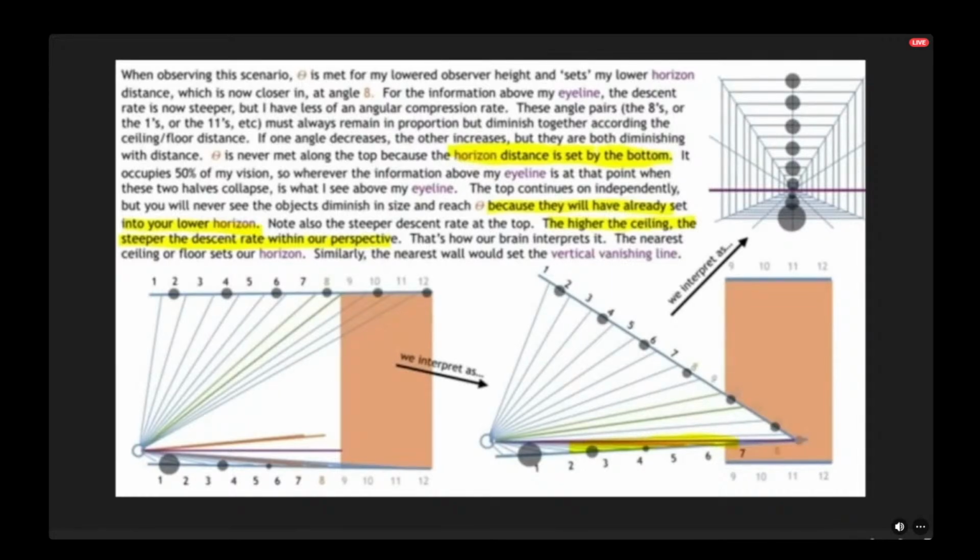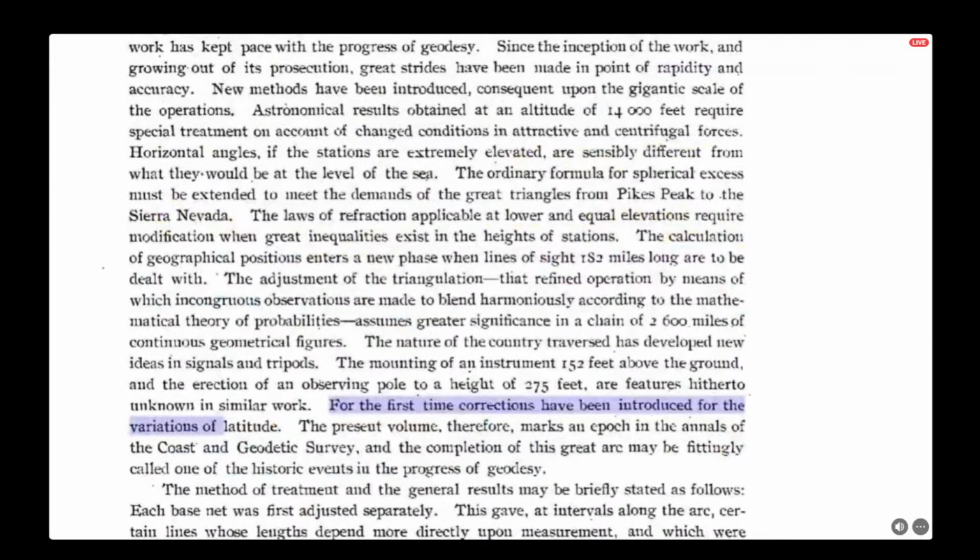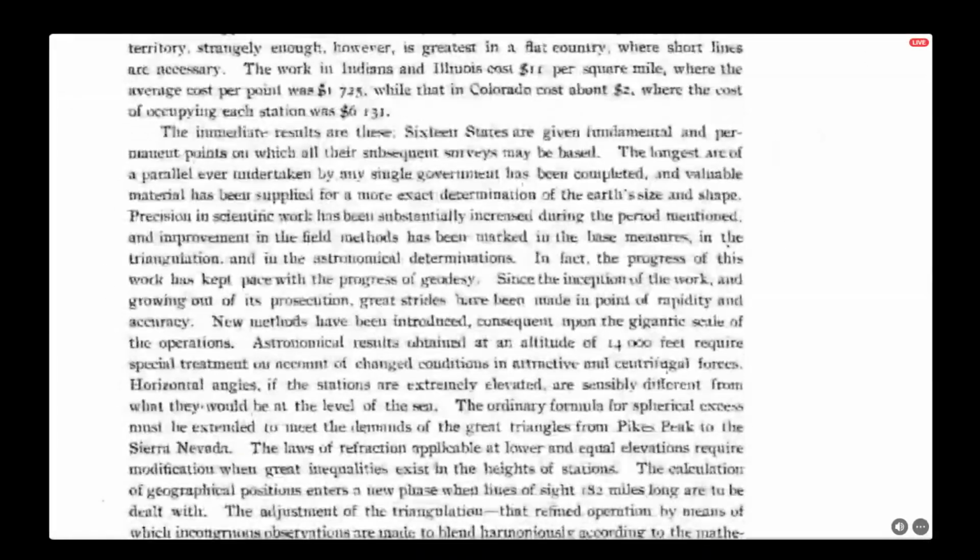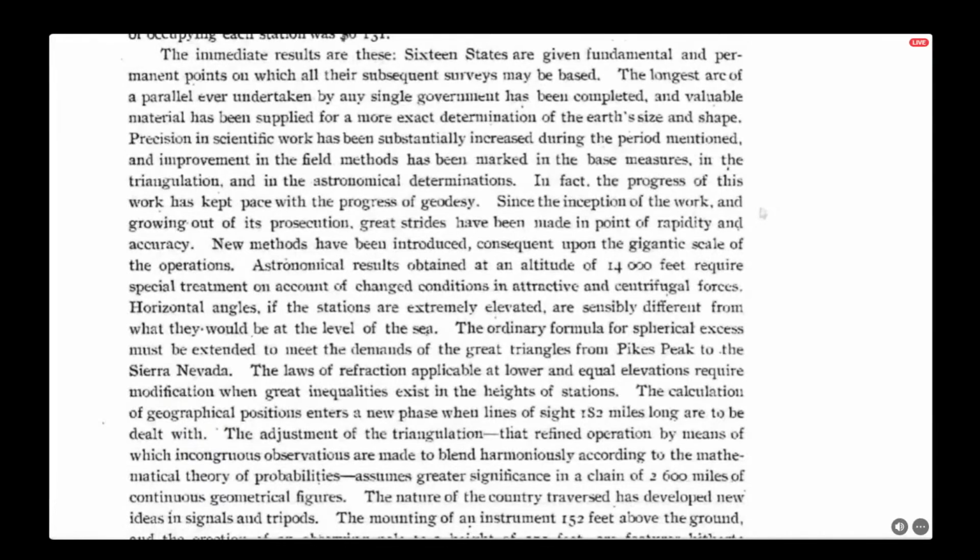Seems a little crazy when, even in the preface here, I think this is page 18, it says: has been completed, and valuable material has been supplied for a more exact determination of Earth's size and shape. So it's literally set out to determine the size and the shape, and they've been hampered and hamstringed and guided and supplied with replacement tables and coordinate systems. So I think I know which way they're going to end up.